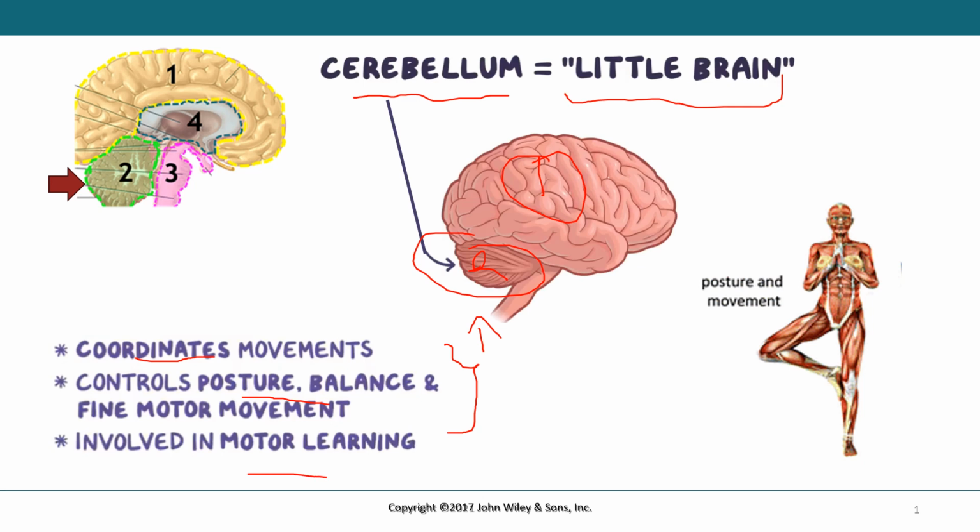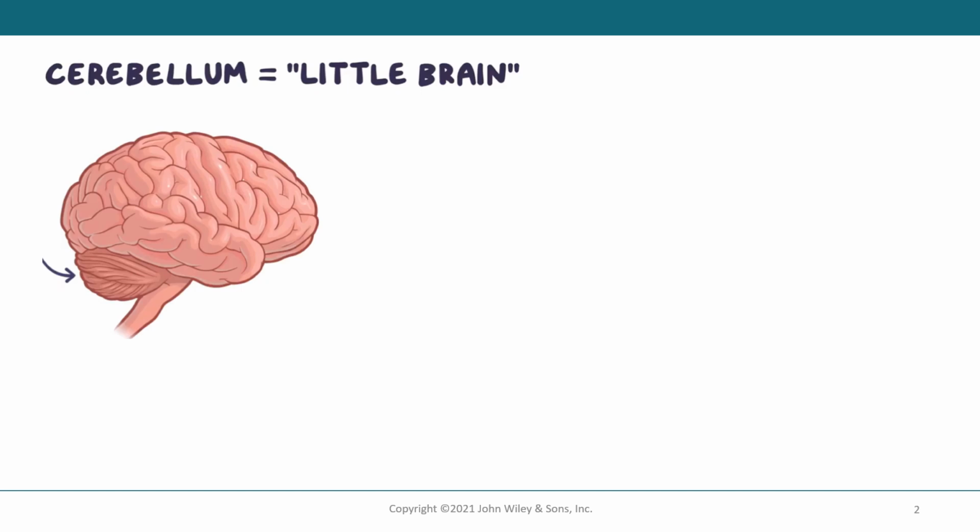So let's start with the information about the cerebellum. Now let's talk about very general aspects of the cerebellum. I already told you that the cerebellum is the second largest component of the brain after the cerebrum. The second thing that we can observe here is the location.